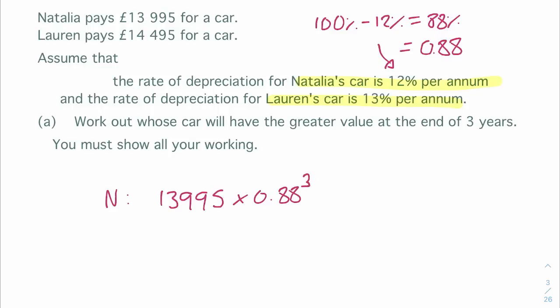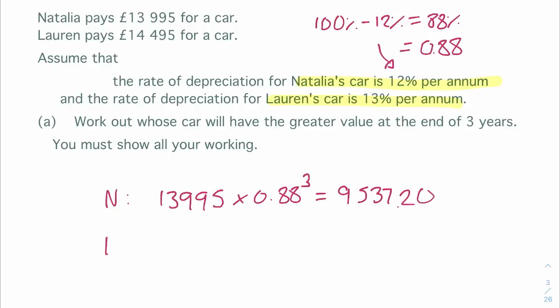But of course you could just times it by 0.883 three times, but obviously that's much slower and you're going to have to keep writing it down. So if I just type that into my calculator, I straight away get my answer for Natalia, and it comes out as £9,537.20 to the nearest penny. So there we go, we have the value of Natalia's car.